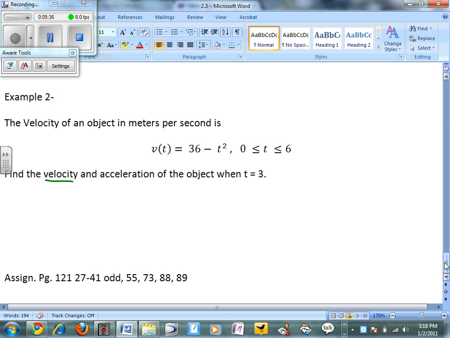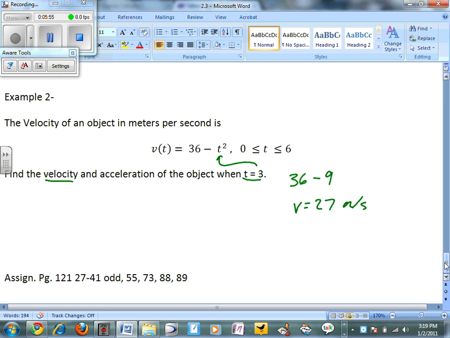Well, they've already given us the velocity function, so we can go ahead and answer the first. Find the velocity when t equals 3. We can do that right away. We just plug 3 in here. So I have 36 minus 3 squared, which is 9. So the velocity of our object is going to be 27 meters per second.